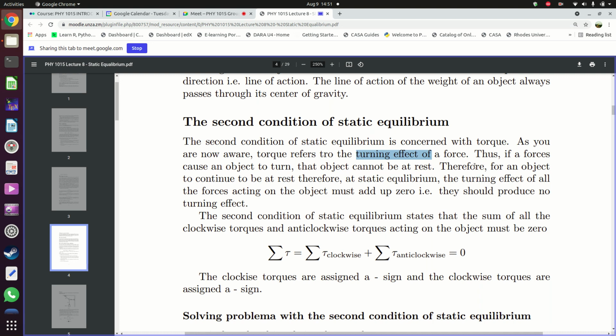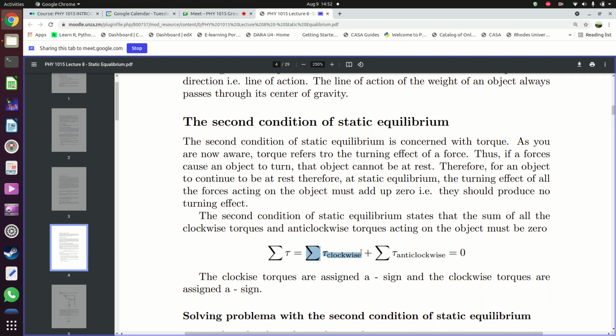If a number of forces try to turn your object in a clockwise direction, then we are going to refer to such forces as producing a clockwise torque. If you have a bunch of forces trying to turn your object in an anti-clockwise direction, then we are going to refer to such forces as producing an anti-clockwise torque. So whatever forces these are, we are going to try to add all the clockwise torques, and we're also going to try to add all the anti-clockwise torques.